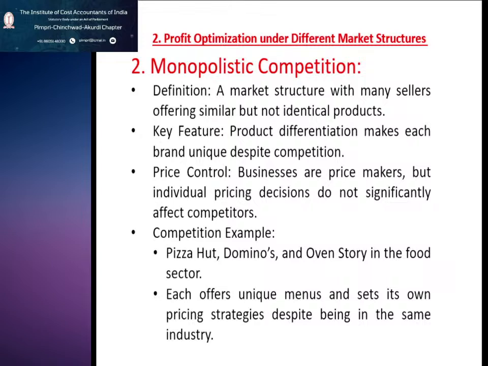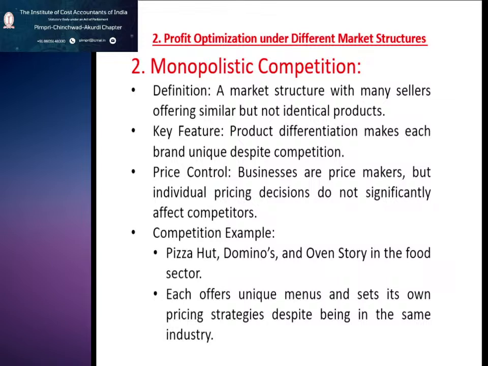Thereafter, we saw monopolistic competition. So over here, a market structure with many sellers offering similar but not identical products. The classic example is the mobile industry. So the mobile market is a monopolistic competition market. There are many sellers offering similar but not identical products. The key feature, product differentiation, makes each brand unique despite competition. So everyone has a space.